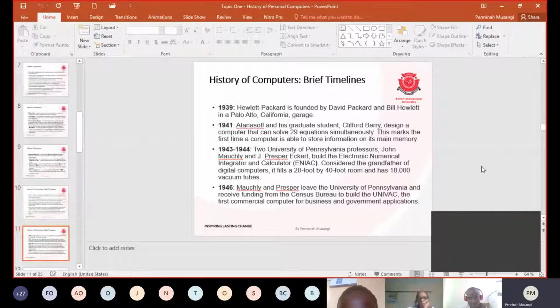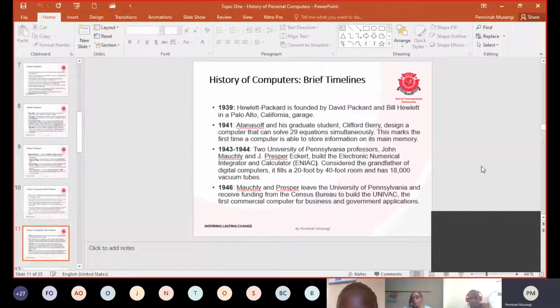1939, HP, what we know today, was founded by David and Bill. You can see that the name HP, Hewlett Packard, comes from their two surnames, Hewlett and Packard. So they founded that brand of HP, what we know of it today.